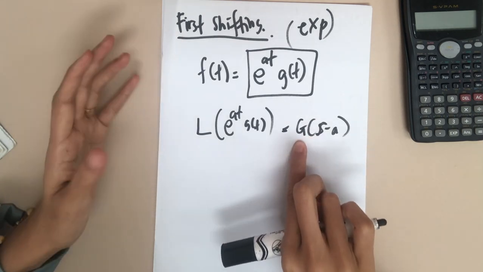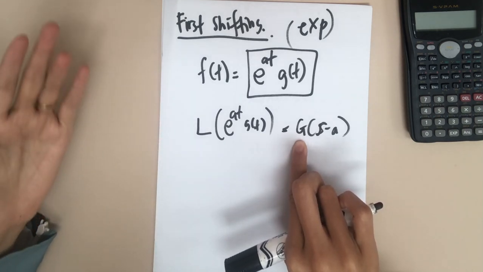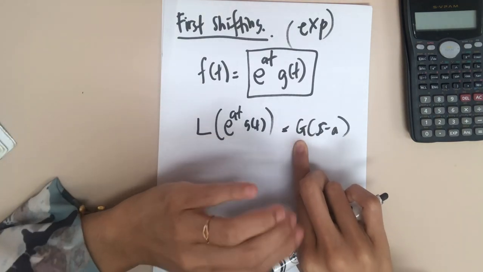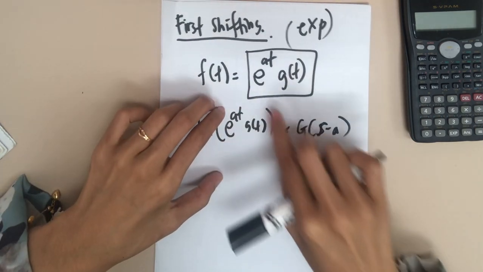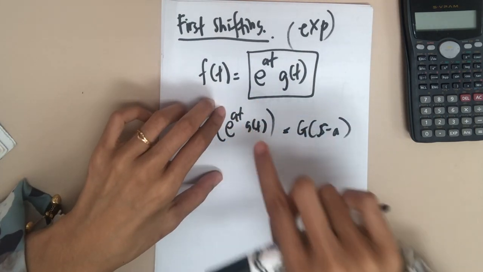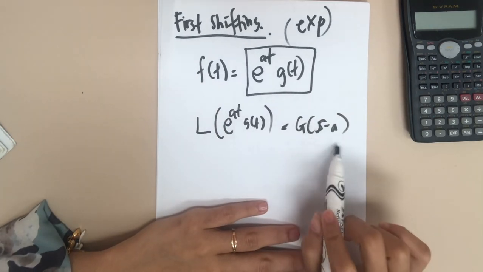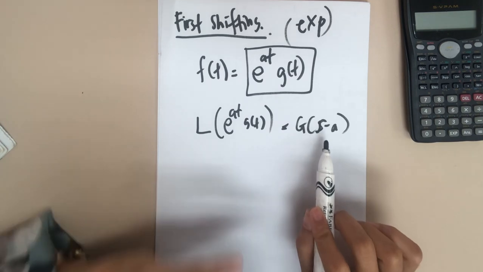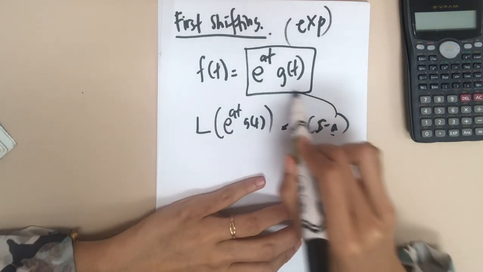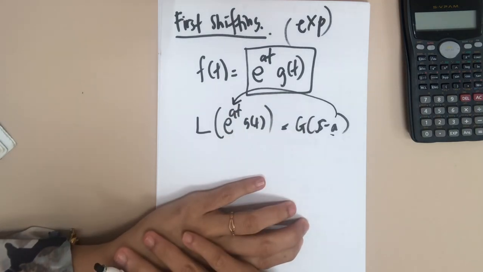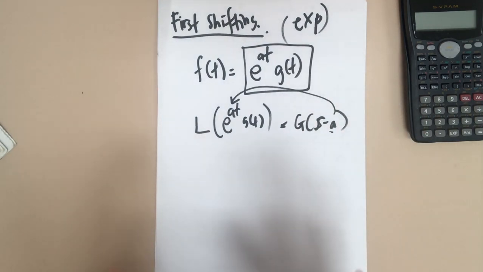We do not use f, because f is for the whole thing, but now g is inside here, meaning g already has e to the a t g(t). So it is G(s minus a). Here s is fixed, but this a must follow this a. Now I will explain in more detail through an example.